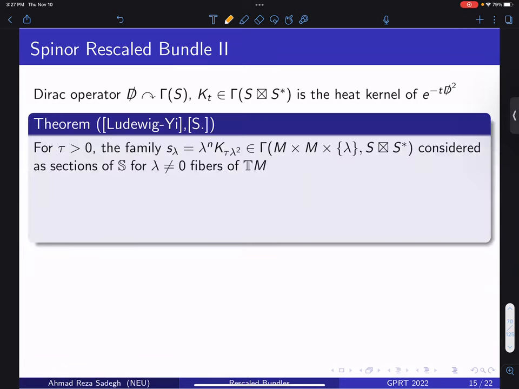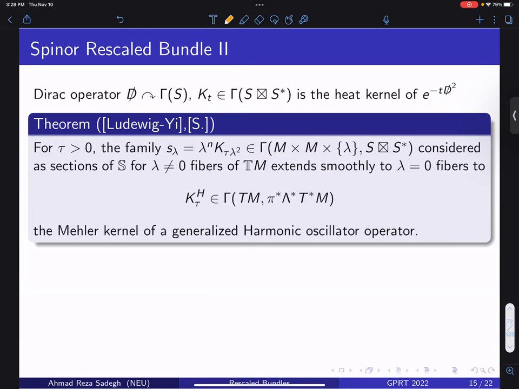In separate works of Ludwig and Yi, and later me in my thesis, we separately proved that this family, the rescaling of this heat kernel, which I denote by k_lambda and which is defined as lambda to the n times k of tau lambda squared, where tau is a fixed positive number, can be looked at as sections of the spinor rescaled bundle defined over the non-zero fibers. But the point is that it extends smoothly to lambda equal to zero to something which I denote by k_tau^H, where H for me was the harmonic oscillator operator.